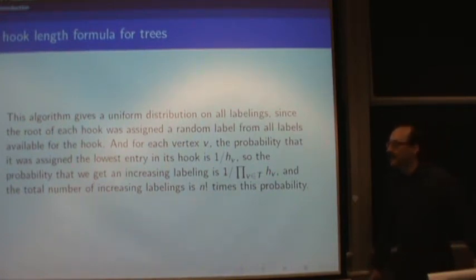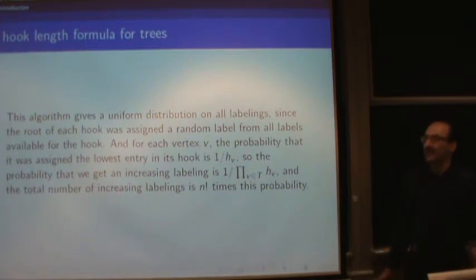For every vertex, the probability that the vertex was assigned the lowest label in its hook is 1 over the hook length. So the probability that we get an increasing labeling, assigning a label to every vertex, is 1 over the product of the hook lengths. So how is it different than the original proof?